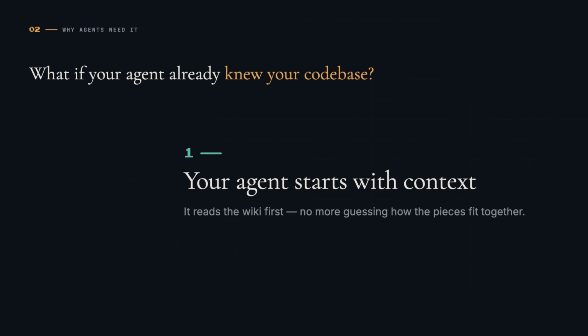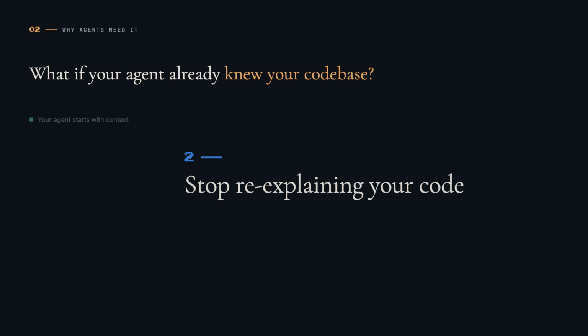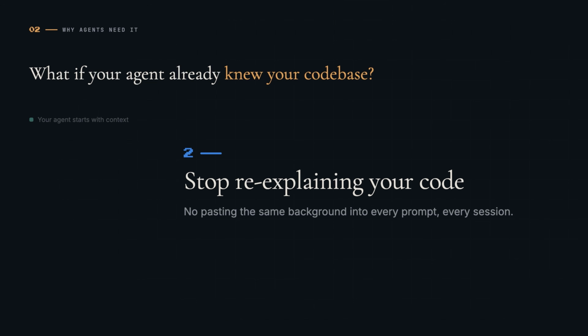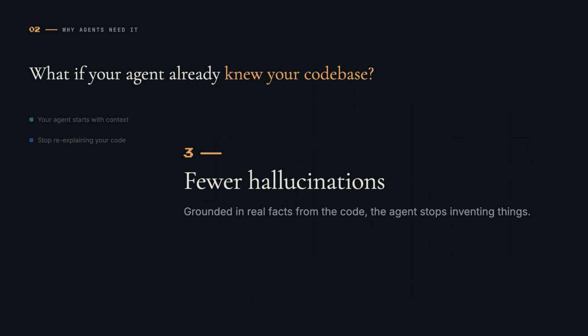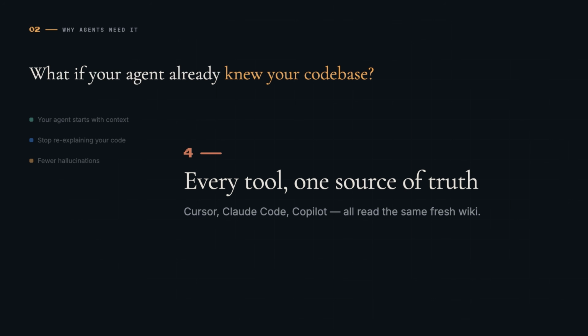AI agents are only as good as the context they have. Without accurate documentation, they hallucinate, repeat work, and lose track of decisions. AgentWiki gives every agent a single source of truth, always up to date.